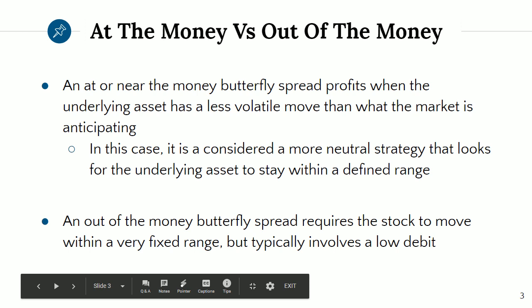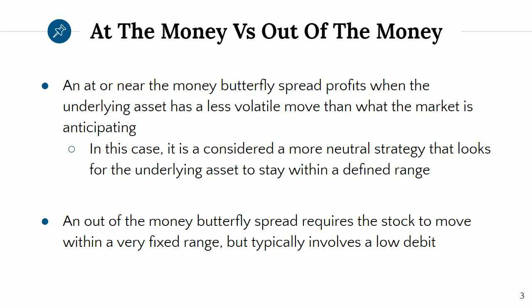All right. So the rationale for at the money or out of the money butterfly spreads is going to be slightly different. Okay. An at the money or even really near the money butterfly spread is actually going to be looking for a less volatile move in the stock versus what the option market is anticipating. Okay. So this is going to be viewed as a more neutral strategy that is looking for the stock to stay in a defined range.